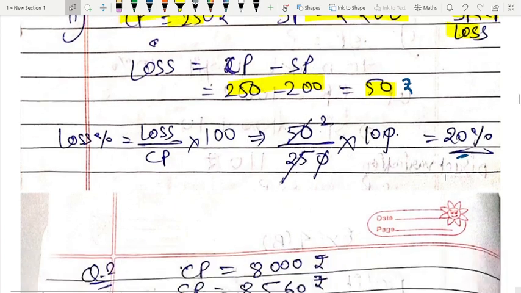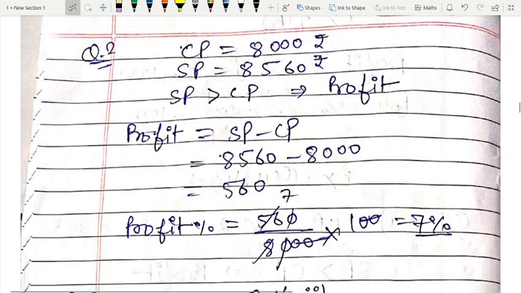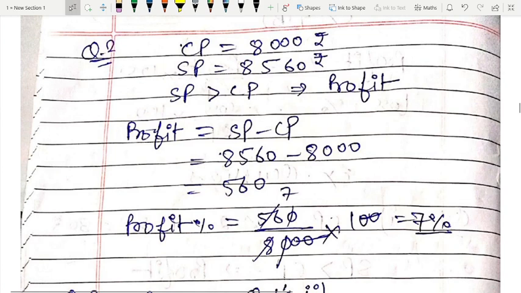Okay, now let's move to the next question, question number 2. Here it is given that the cost price is 8,000 rupees and the selling price is given 8,560 rupees. You can see the selling price is greater than the cost price. Here profit will occur. So whenever the selling price is higher than the cost price, what will happen here? You just tell me in the comment section. There will be profit.